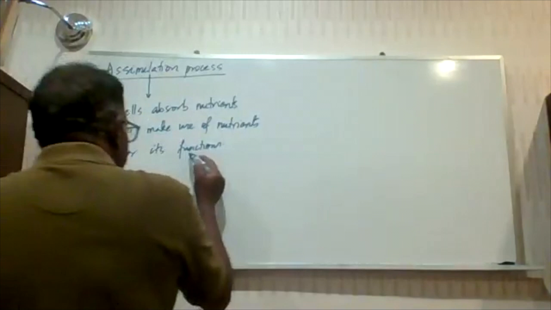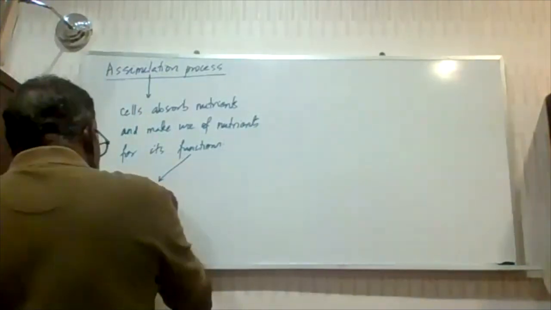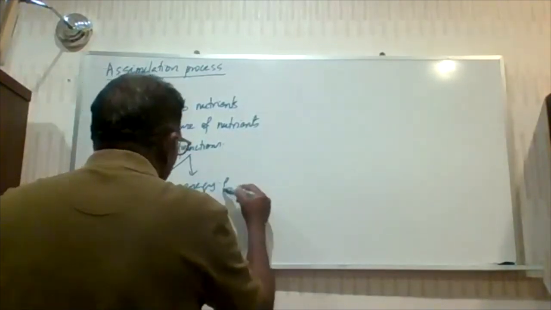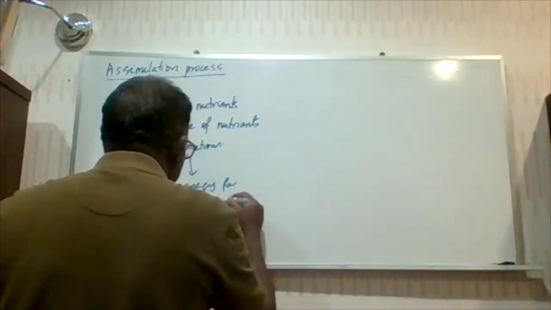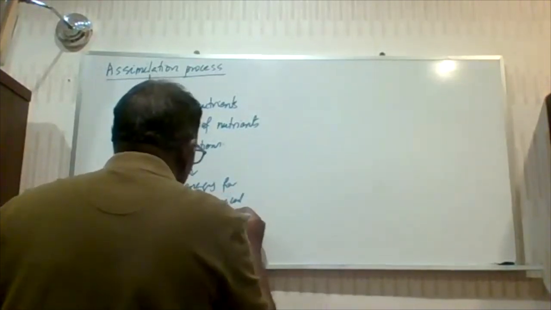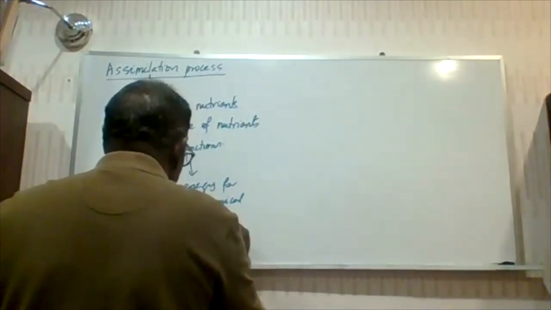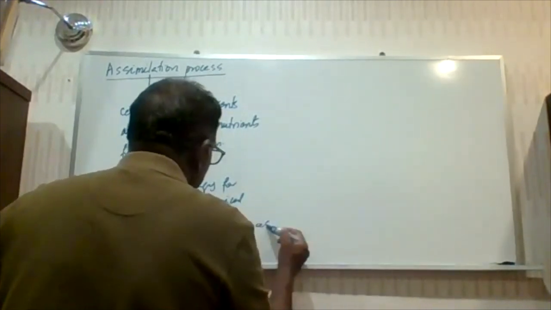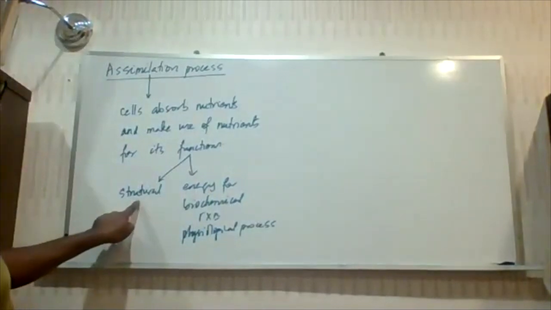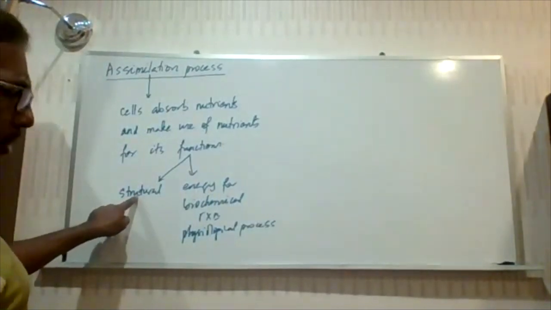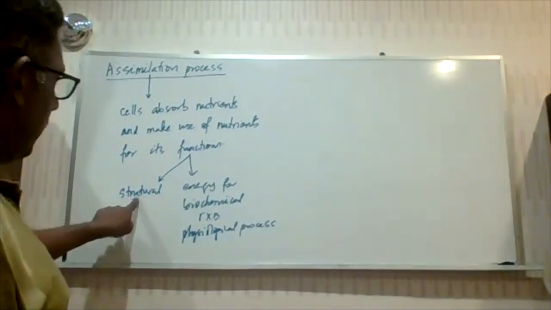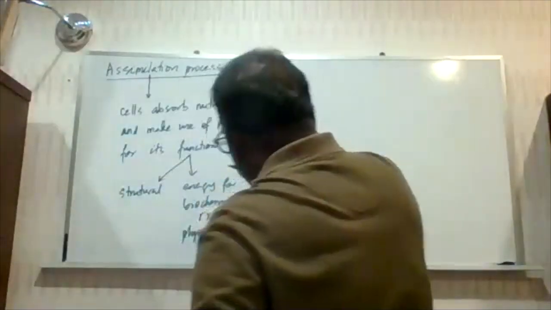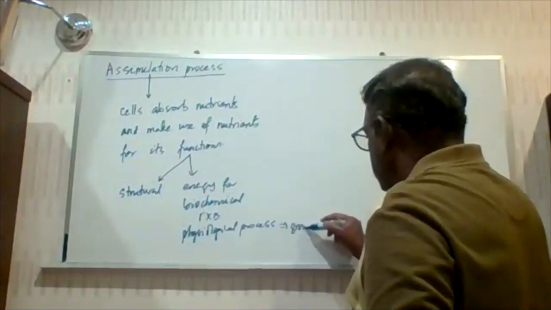Which can be structural building, energy for biochemical reactions, and physiological processes. Structural building means to build the contents of its cytoplasm, like organelles and all that, and then energy for biochemical reactions. Physiological processes can be written separately. One is mainly for growth, like cell division and all that.